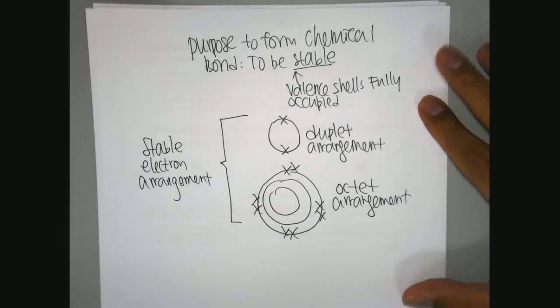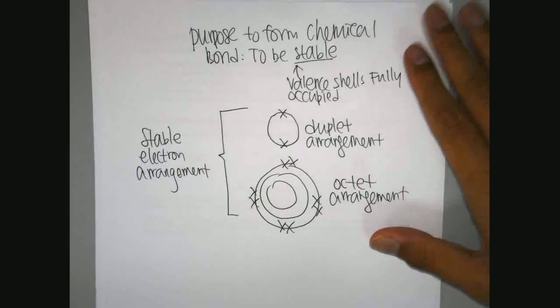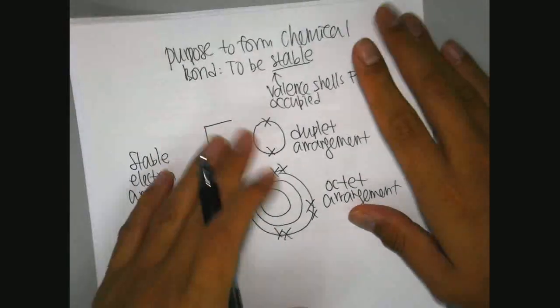So let's do a very quick recap. Chemical substances need to form bonds for one purpose: they want to be stable. Stable means that the outer shell is fully occupied. Now we will go on a bit further, and we have to understand this.